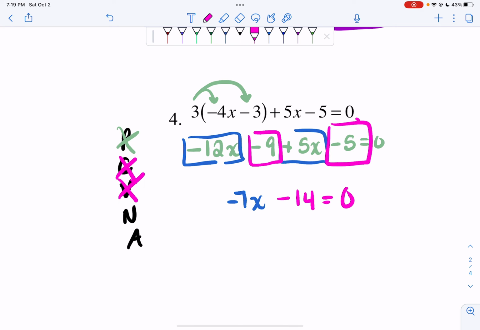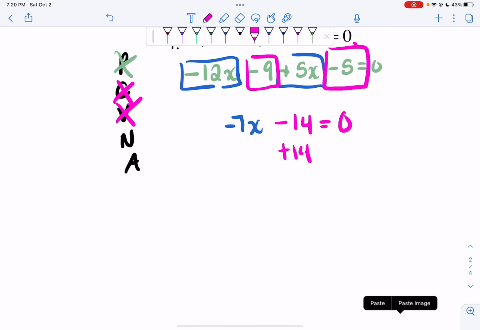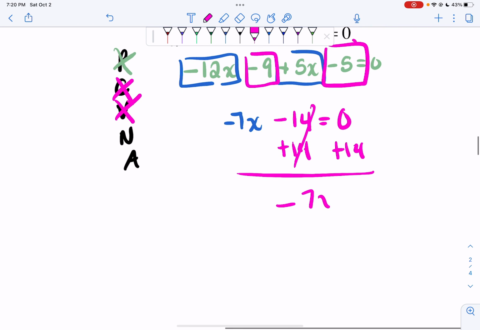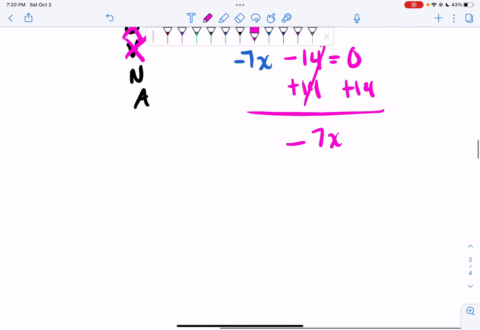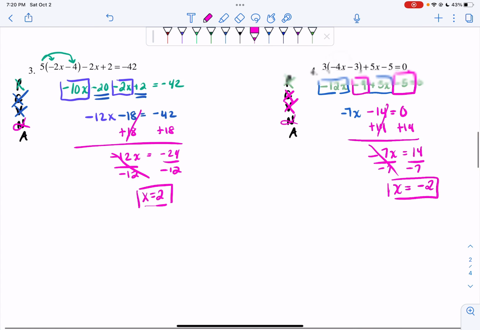Terms are combined, variables are on one side. I need to get my numbers on the other. So instead of subtracting 14, I'm going to add 14 to both sides of my equation. So I get negative 7x equals 14. And then my final step always is divide by that negative 7. So I get 14 divided by negative 7 is negative 2. And that's my final answer.